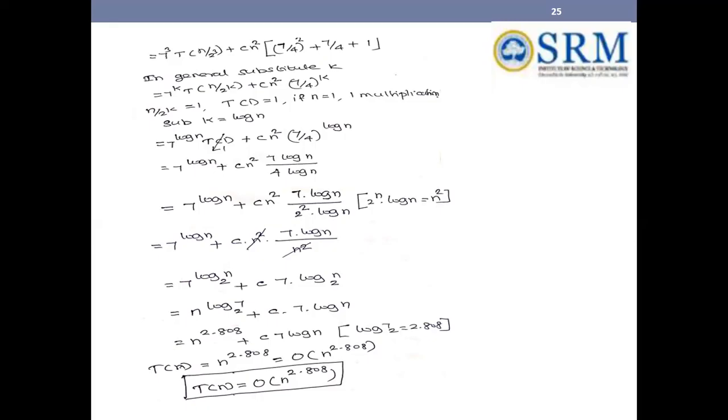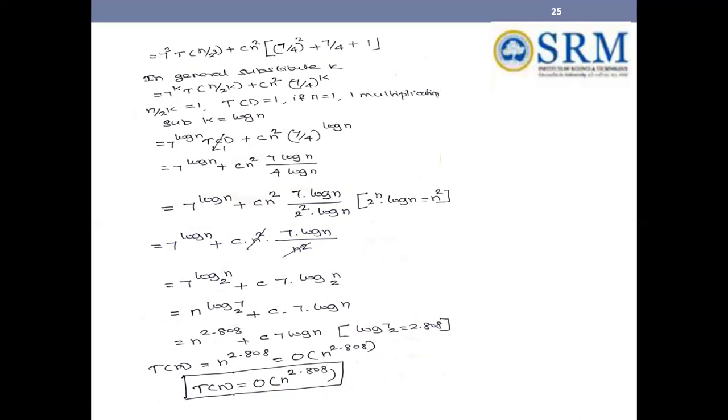We can write 7 by 4 power log n as 7 power log n divided by 4 power log n. And 4 power log n can be written as 2 power 2 log n, whose value is n square. So here n square gets cancelled. The final result is 7 power log n plus C into 7 power log n. Here 7 power log n we can write, with the power going to the base value, as n power log 7 base 2 plus C into log 7 log n.